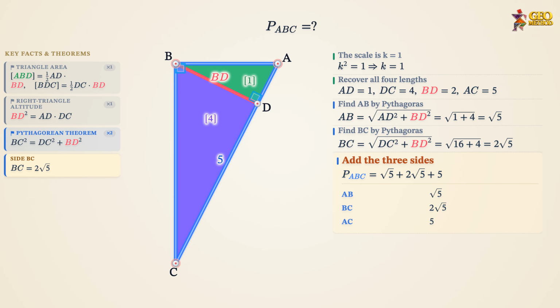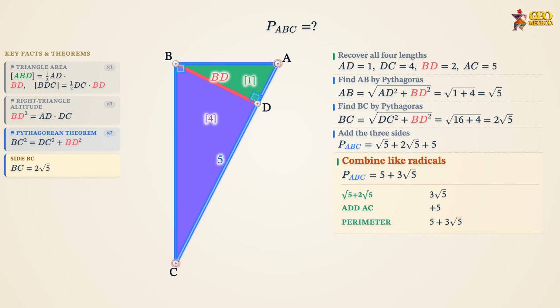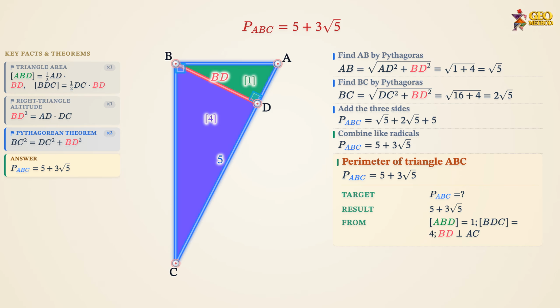The perimeter is segment AB plus segment BC plus segment AC, which is the square root of 5 plus 2 square root of 5 plus 5. The first two terms are like radicals. 1 square root of 5 plus 2 square root of 5 is 3 square root of 5. Adding the 5 from the hypotenuse gives 5 plus 3 square root of 5. Therefore, the perimeter of triangle ABC is 5 plus 3 square root of 5. So the final answer is 5 plus 3 square root of 5.